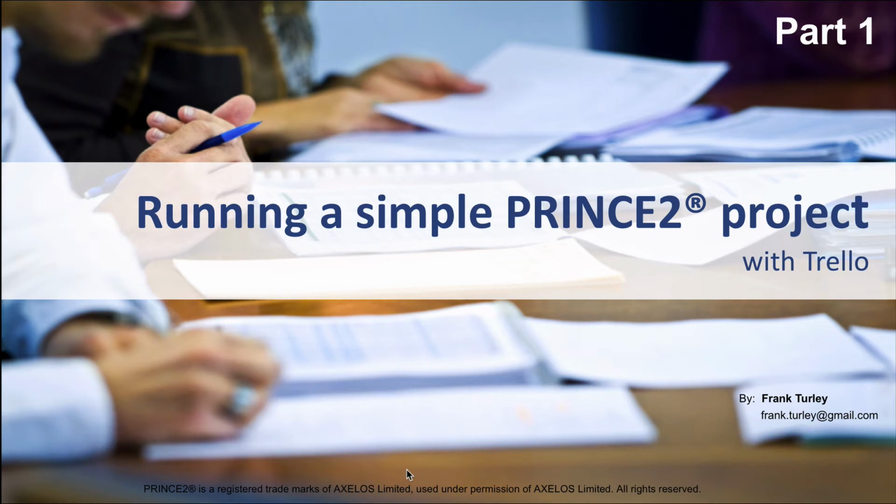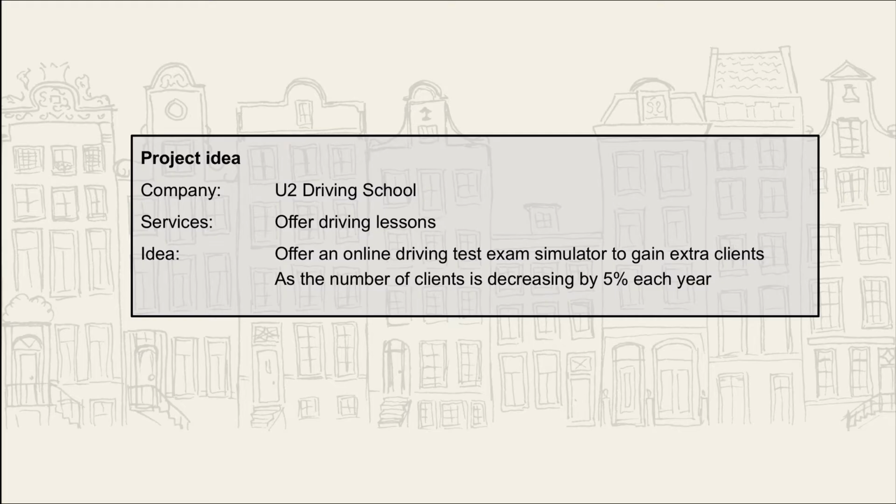So how best to start a PRINCE2 project? Well, let's start with an introduction to the project idea. Here we have a company called U2 Driving School. The service it offers is driving lessons, and the idea is to offer an online driving test exam simulator to gain extra clients, as the number of clients is decreasing by about 5% each year. So by offering this free online exam test simulator, it hopes to attract more people and increase the number of customers.